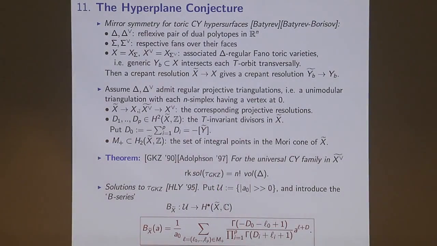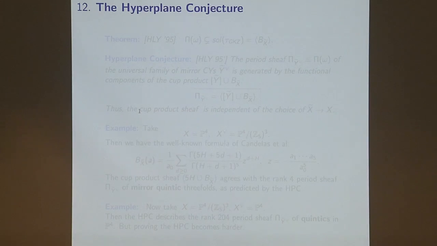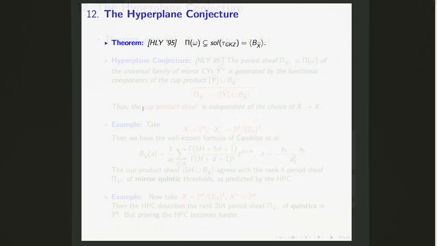So I have an analytic function that takes value in this nilpotent ring, which I call B of x tilde. Okay, so here's the building up to the hyperplane conjecture. In '95, it is already known that the period sheaf is a subsheaf, as I mentioned earlier, of the solution of GKZ. So the question is, what about the solution sheaf itself? How do we describe the solution sheaf?